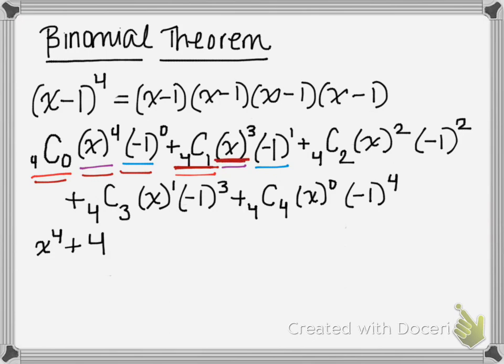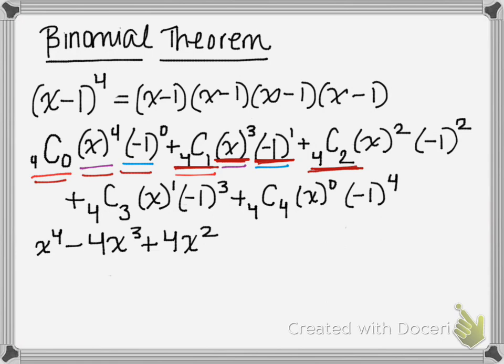So next we've got x cubed, and this is going to be negative 1 to the first. So I've got 4 times x cubed times negative 1 to the first. So what's that going to do? That's going to give us an x cubed here, and then that negative 1 is going to take our plus sign here and make that a minus sign, right? So let's go ahead and change that to a minus sign. Then I'm going to have plus the next one here. What is that? 4 choose 2 is also a 4. x squared. The negative 1 is squared, so that doesn't affect anything.